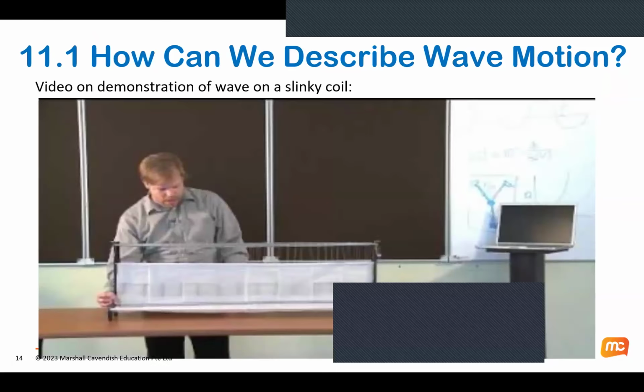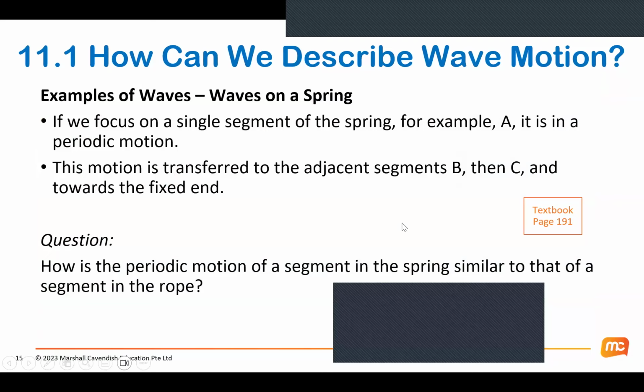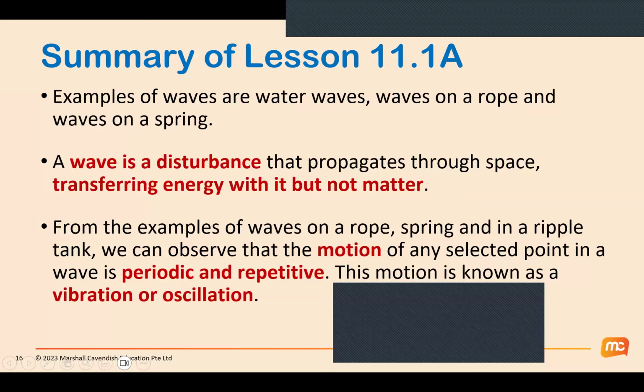Similarly, you can watch this video on your own. If we focus on just a single segment like A, you will realize that they are in periodic motion. It moves to the left, right, and back to its original position, left, right, and back to its original position. Same for B and C. So in summary, examples of waves are water waves, rope waves and spring waves, and waves are all disturbances that propagate through space, transferring energy with them, but not matter. We observe that the motion at any one point is always periodic and repetitive, and this motion is known as a vibration or an oscillation.